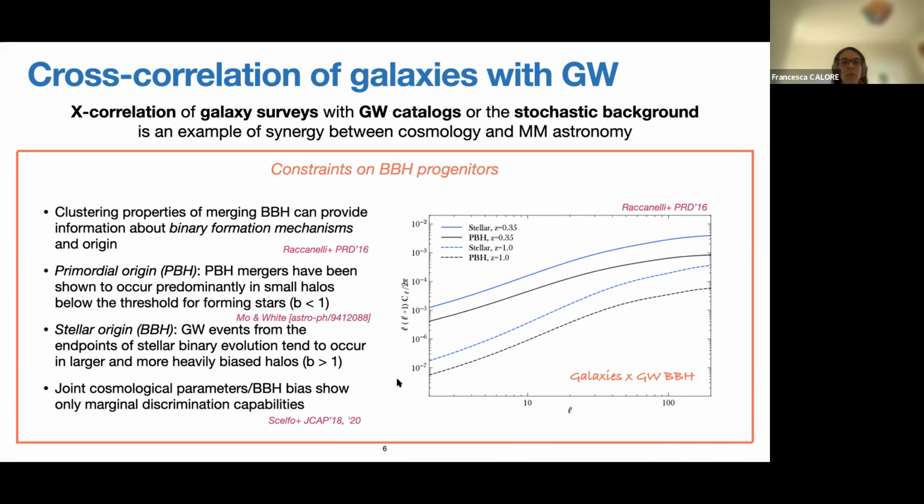On the other hand, if you have gravitational wave events that come from the endpoint of stellar binary evolution, so astrophysical binary black holes, then this tends to form and occur in very heavy halos. And so those would again be biased tracers of the matter distribution, but with a bias factor larger than 1. Trying to leverage this difference in the bias through the cross-correlation analysis, people have tried to make forecasts on how we would be able to distinguish those two formation mechanisms in the future with a joint analysis of the cosmological parameters. In this respect, those kinds of analyses have been shown to be only marginally able to discriminate between scenarios, partly because they try to make a joint determination of the cosmological parameters and the binary black hole bias.